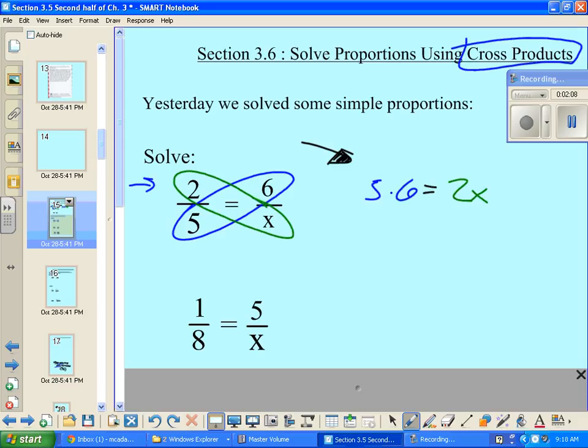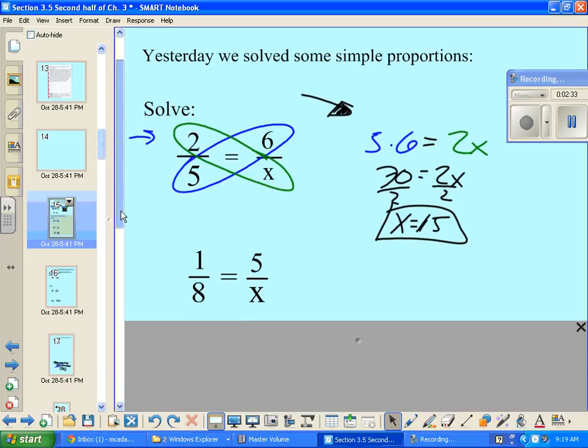So in this problem, 5 times 6 would give me 30 on this side of the problem. On the other side, I still just have 2x. If I divide both sides by 2, just like we would in some other kind of problem, to get x by itself, I would get x equals 15. So again, that's just one way I can solve this proportion problem. There are other ways too, but I'm going to concentrate on just the cross products method today because that one will help us solve much more complicated ones as well.